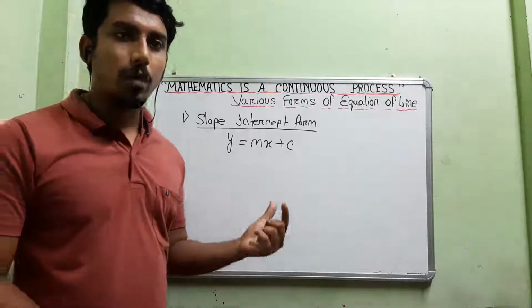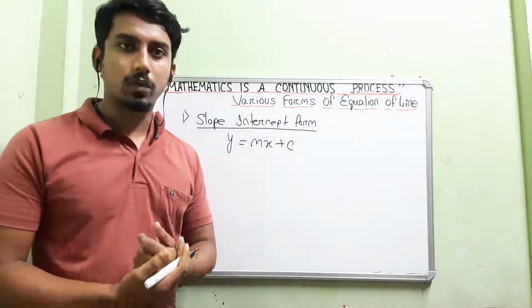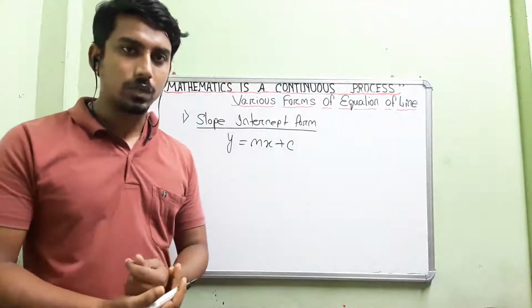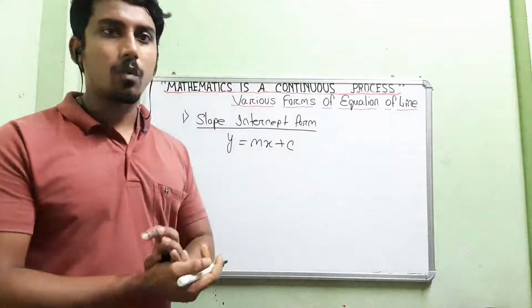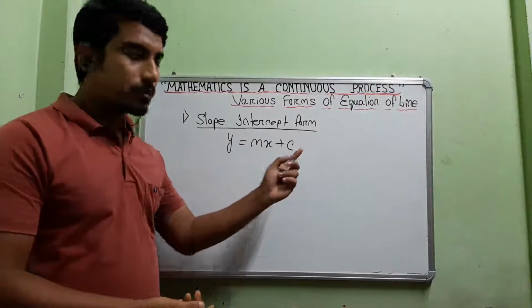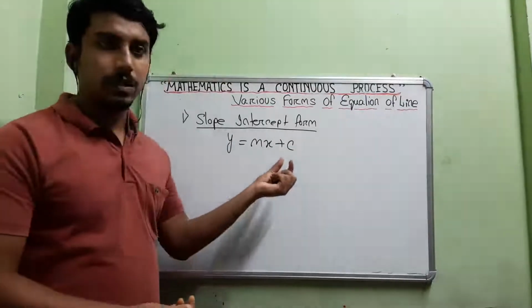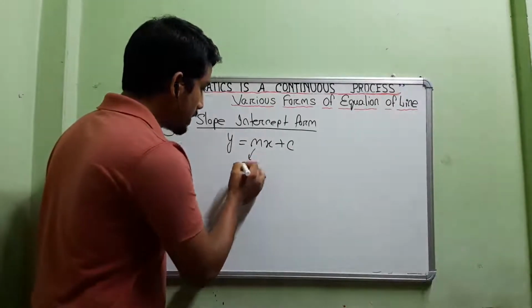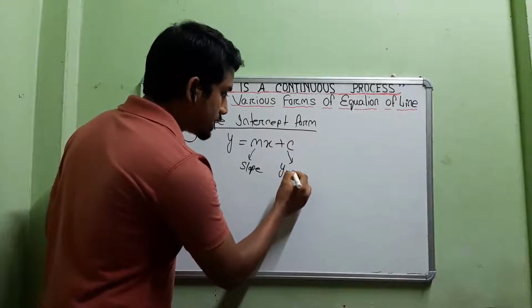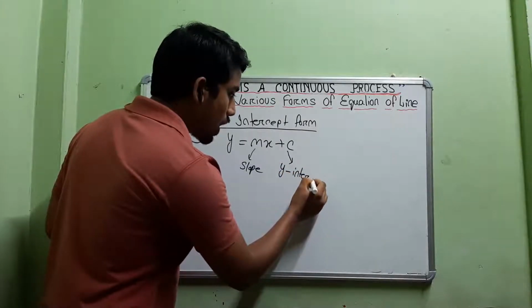Considering that you know about the general form of the equation of a line, ax plus by plus c equal to 0, that was the general form. Now this is called slope intercept form, y equal to mx plus c, where m is the slope of the line, and c is called the y-intercept.